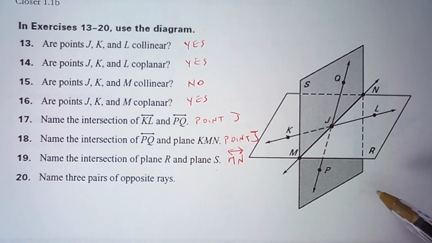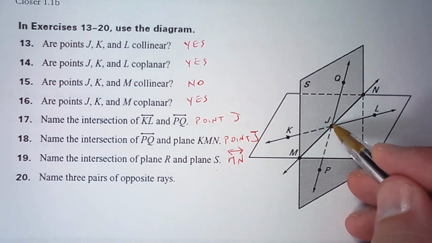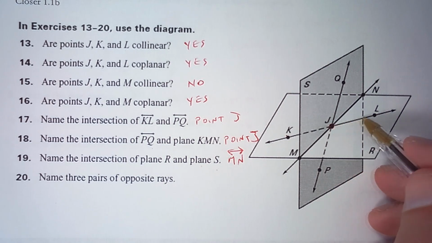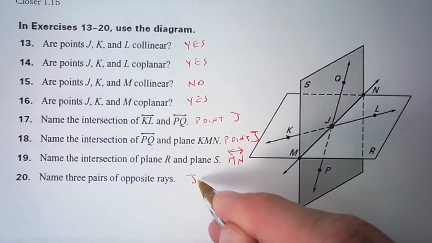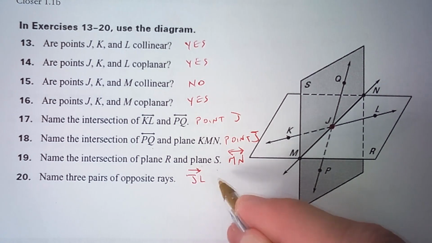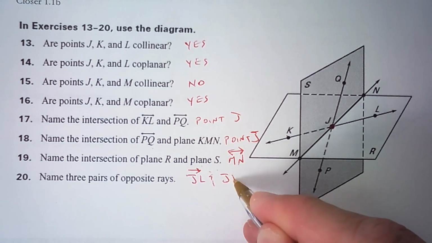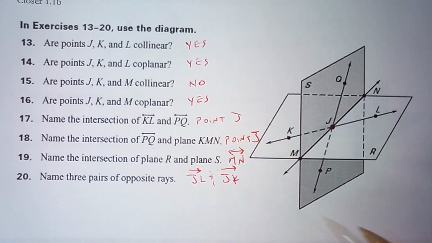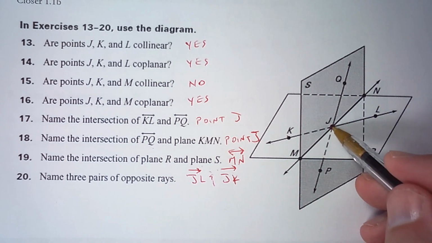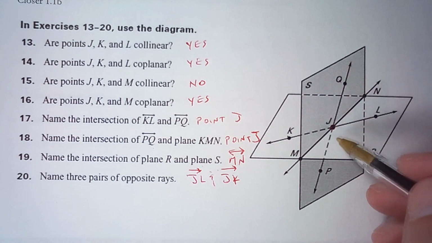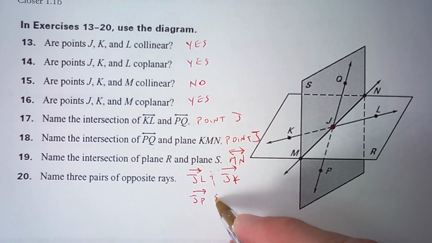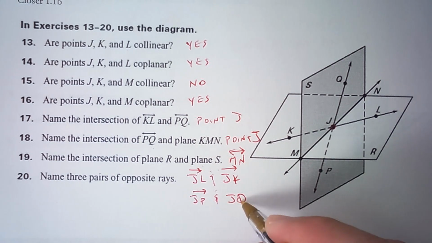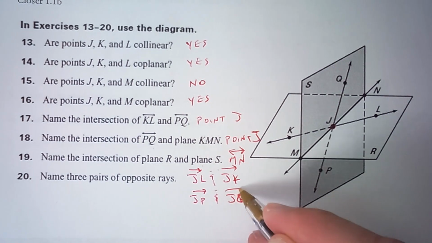Name 3 pairs of opposite rays. I'll start here with point J, and from point J I can go through L or through K, and they are exactly the opposite direction. So ray JL and ray JK are opposite rays. JP, JQ, same endpoint, opposite direction. So they are opposite rays.